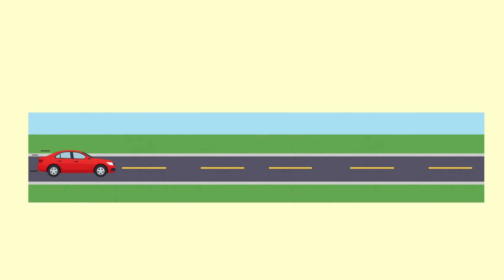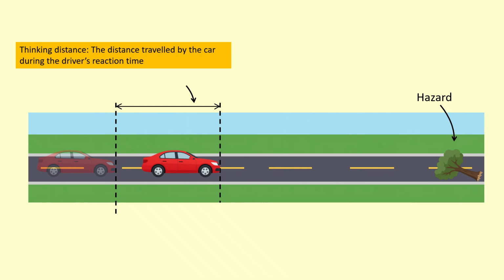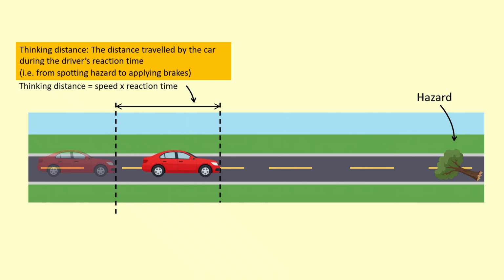So imagine you're driving and you see there's a tree on the road in front of you. It's a hazard. And your car's gonna keep going because there's some time for you to react. And in that time, your car is going to travel a certain distance. And that's what we call the thinking distance. The distance traveled by the car during the driver's reaction time, from spotting the hazard to applying the brakes, just before you apply the brakes. Or another way to think about it is thinking distance is the speed of the car at the time when you spot the hazard times the reaction time. And typically the reaction time is between 0.2 to 0.9 seconds for an average situation.